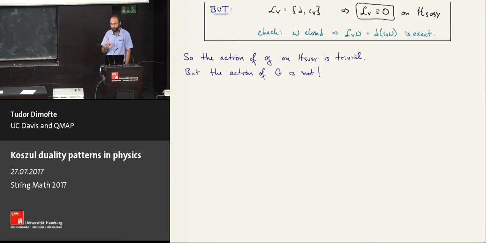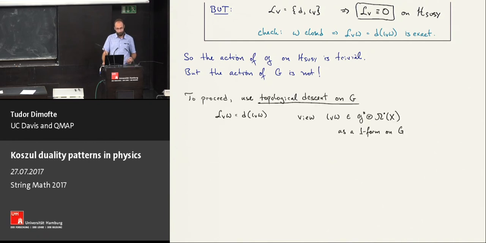That is the reason why we don't usually hear a lot about flavor symmetry in supersymmetric quantum mechanics. The point is that even though the infinitesimal action of the group is trivial, the actual action is not. There is something coming from the global structure of the group. To understand it, one way to proceed is to generalize the notion of topological descent.